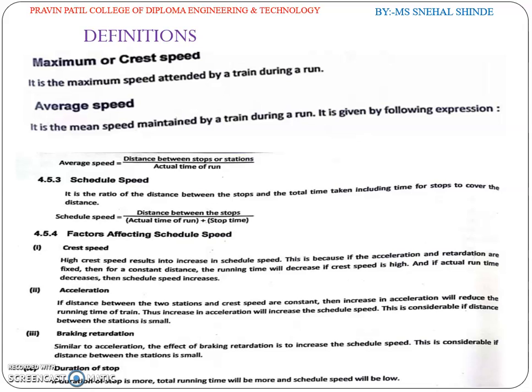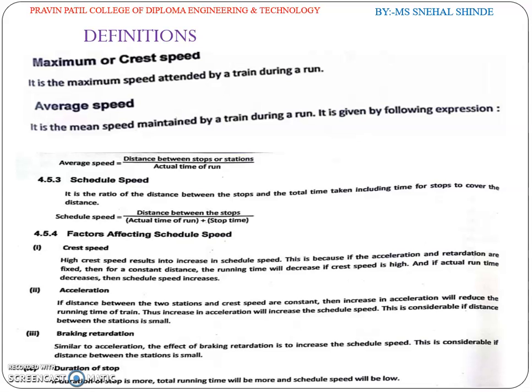Schedule speed is the ratio of the distance between the stops and the total time taken, including time for stops, to cover the distance. Schedule speed equals the distance between the stops divided by the actual time of run plus the stop time.